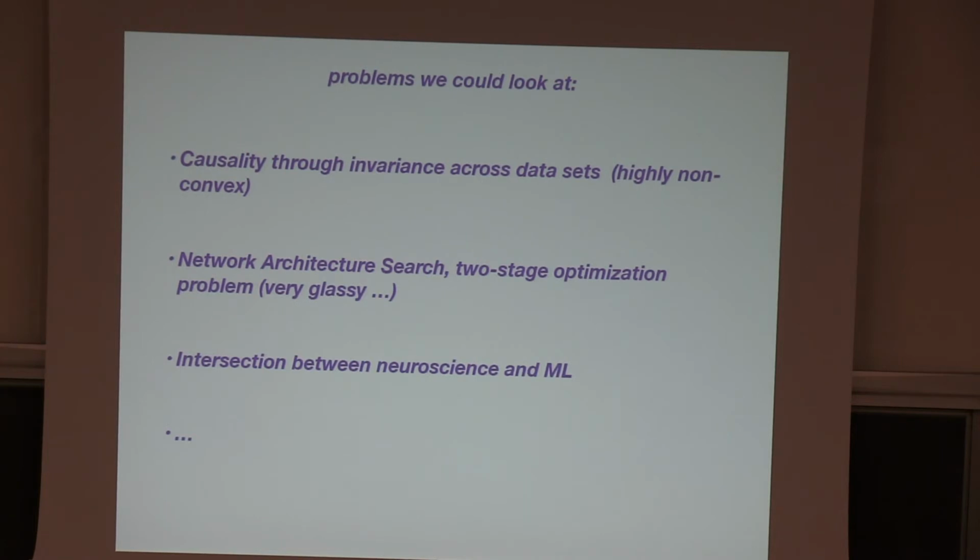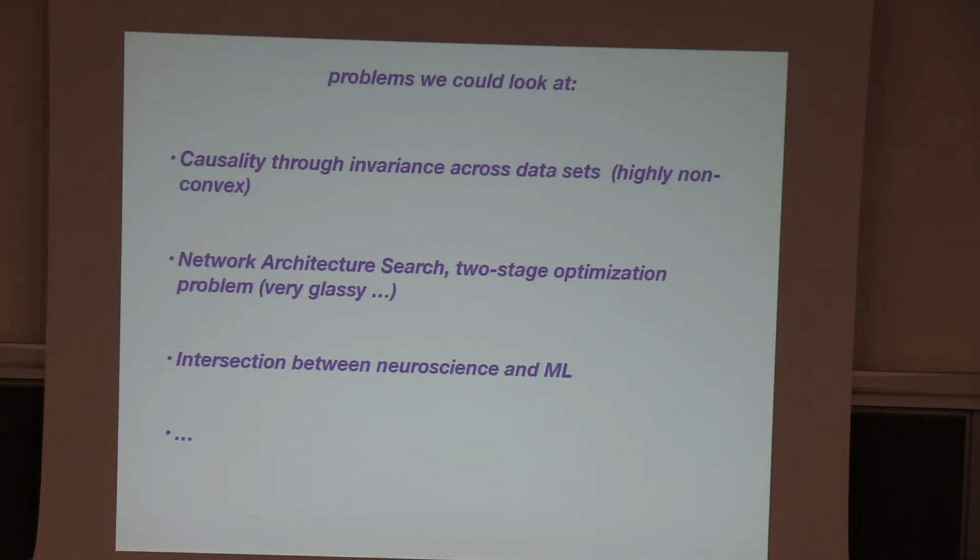So just to conclude, I would like to mention 3 problems that I find particularly fascinating. I have nothing to say about them, I just want to share. One is some recent papers about the connection between causality and invariance in data. If you have data sets and you look for invariant patterns, then you extract information about causality. And this corresponds to a learning problem which is highly non-convex, so it's very glassy.